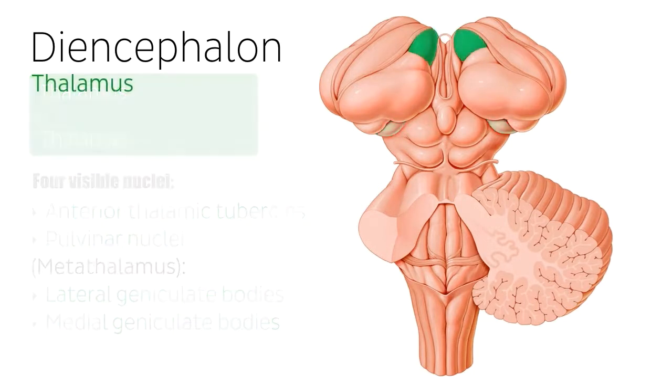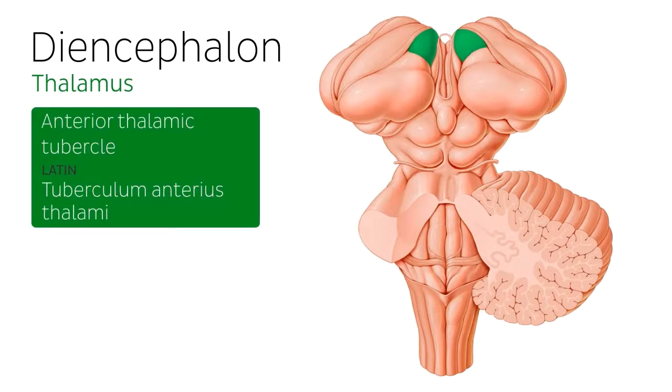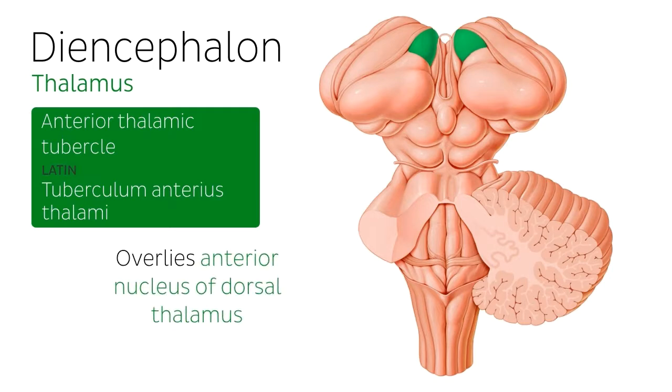The anterior thalamic tubercle is a small protuberance that corresponds with the anterior nucleus of the dorsal thalamus, and it's found on the most rostral aspect of the thalamus. The role of the anterior thalamic nuclei is unclear, but they may play a role in memory and learning.